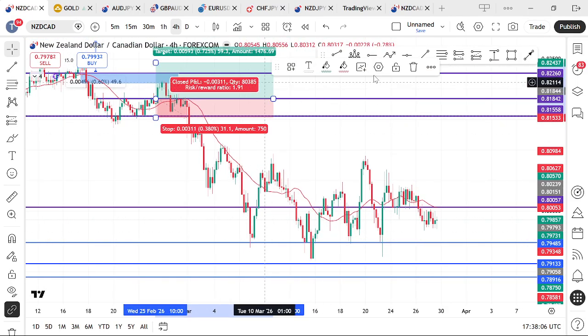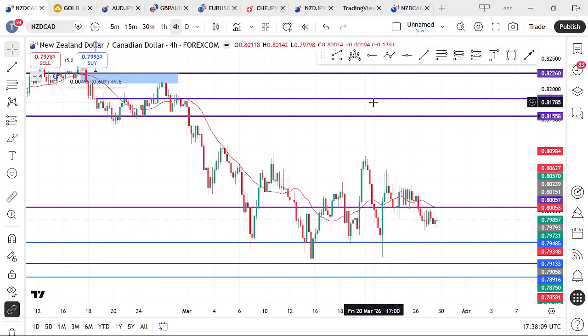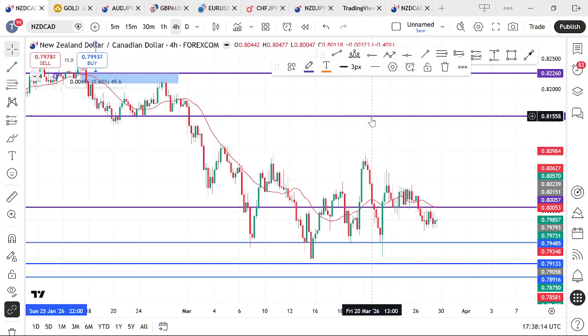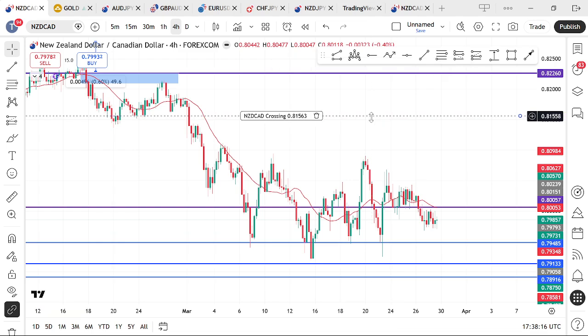Let me delete all these things that are on my chart. As a beginner, all these things can look very confusing. You don't know what it is. You feel like it's very difficult.